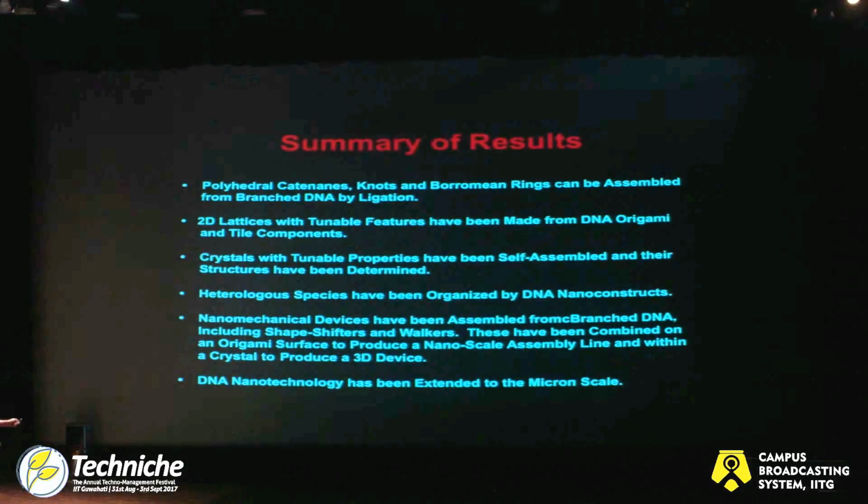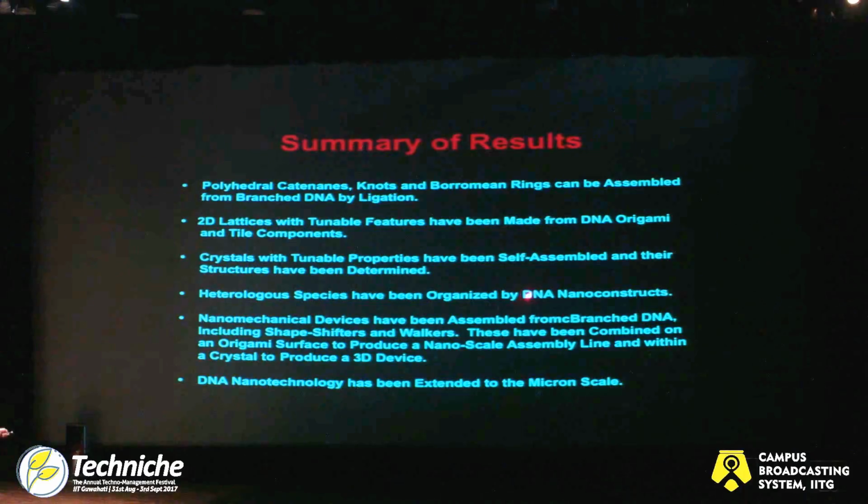So to summarize, we can make knots and Borromean rings. They didn't talk about that. Catenanes I talked about a little bit. From branched DNA with ligation, 2D lattices with tunable features have been made from DNA origami and PX components. Crystals with tunable properties have been self-assembled and the structure is determined.